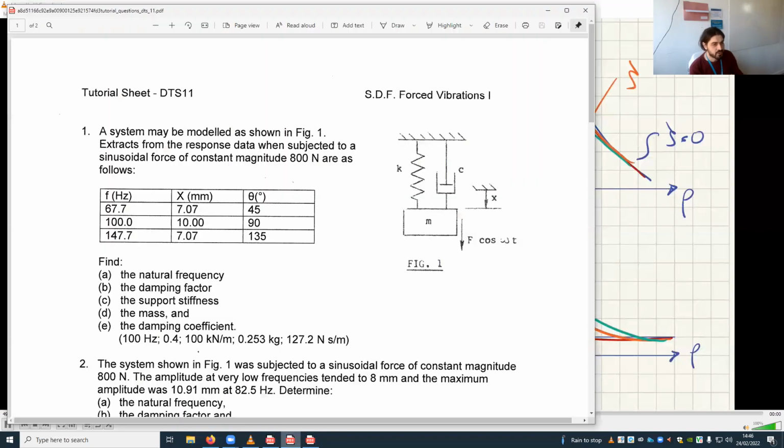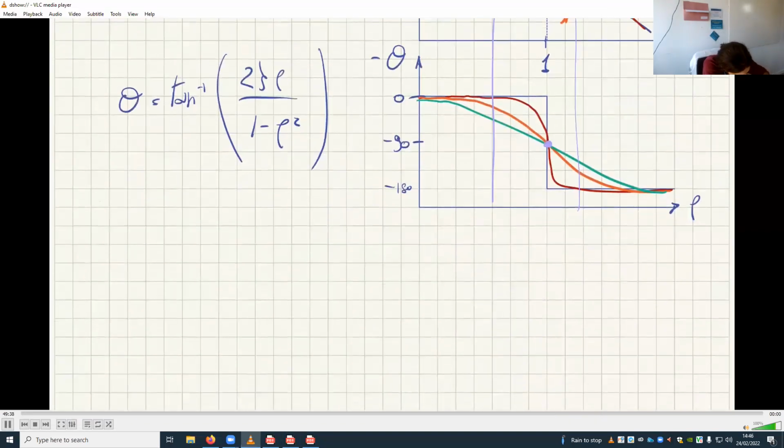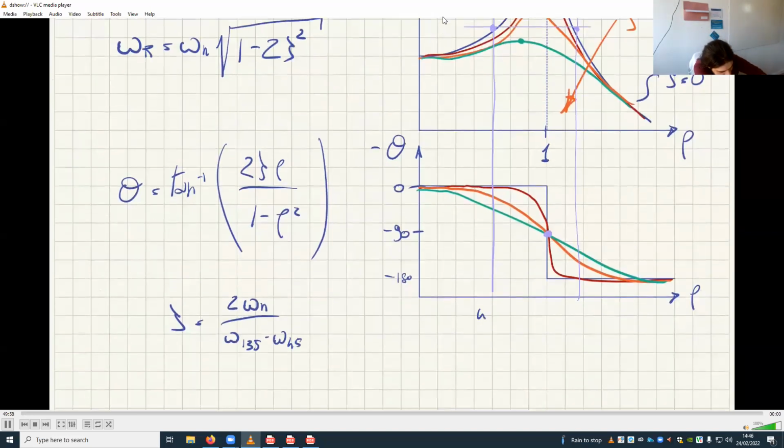And so see, we have them here. 90 minus 45 is 45. 90 plus 45 is 135. And they are at the same level, 7.07. And so that means that we can estimate the damping ratio as twice omega n divided by omega 135 minus omega 45. This would be omega 45, this would be omega 135.